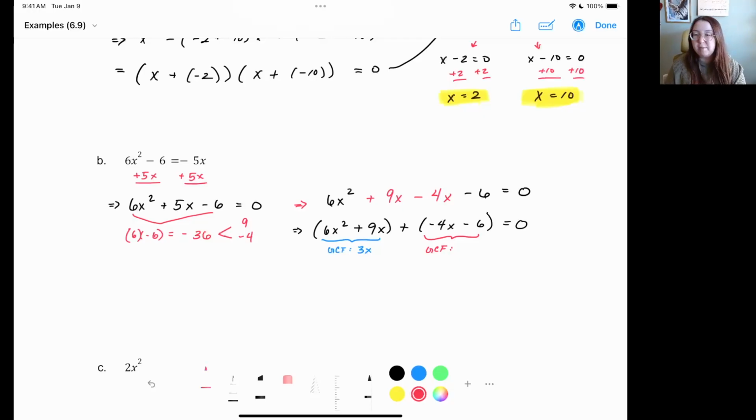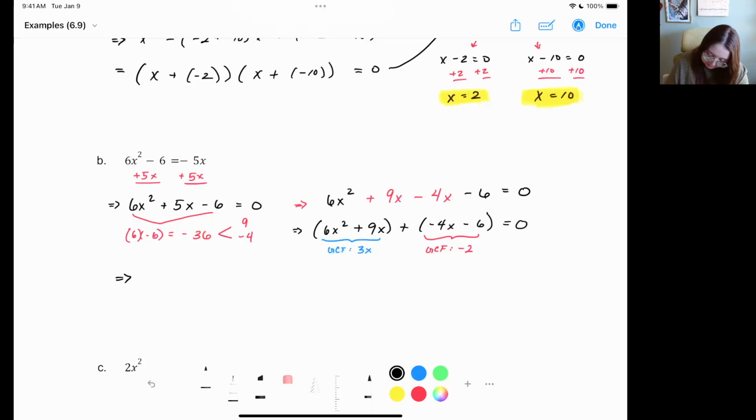Then for our greatest common factor for negative 4x minus 6, they're both negative. Whenever that happens, it's usually a good idea to factor out a negative number. So whatever we factor out, we're going to make it negative. So we have negative 4x minus 6. Now the only thing that we can really factor out in this case is 2. They're both divisible by 2, so we're going to factor out negative 2.